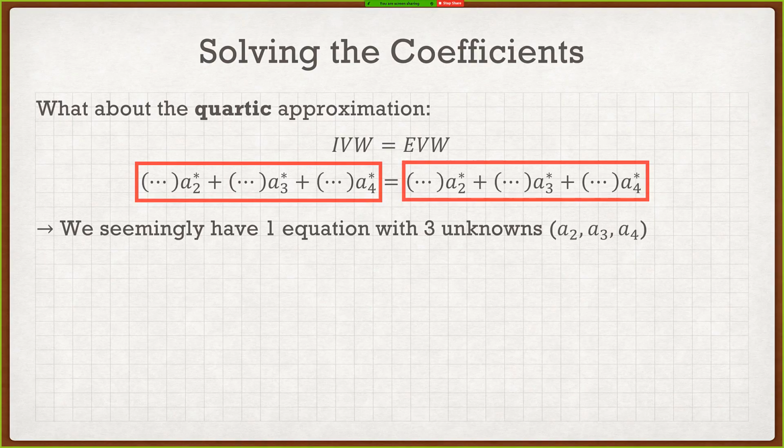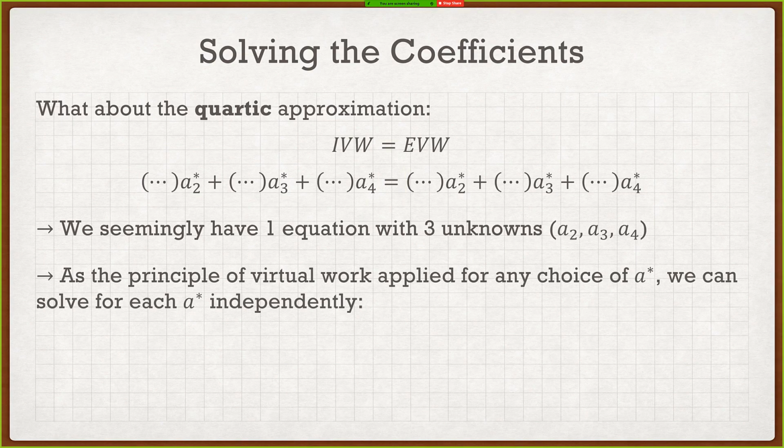So remember back when we talked about question number 1, we said that the principle of virtual work has to be valid for any choice of A star. Therefore, we can solve for each value of A star independently. Clayton, what exactly does this mean? Well, let's look at the equation above and let's just say A3 star and A4 star equal to 0. Well, that simplifies my equation into the following, where I have something, something, something times A2 star is equal to something, something, something times A2 star.